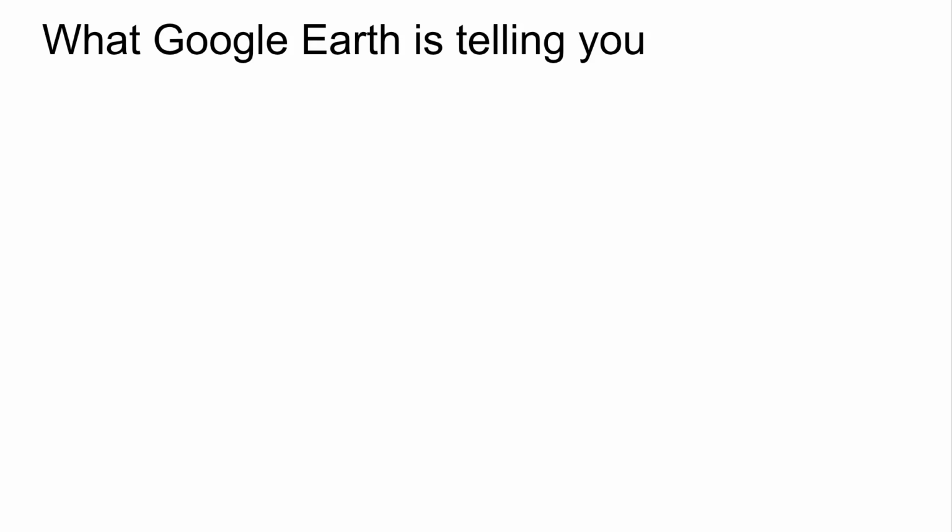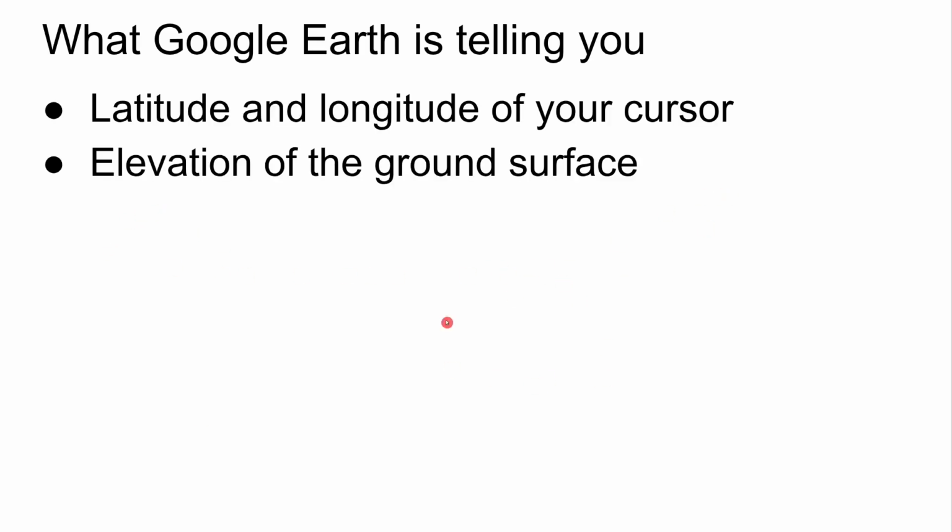When you're using Google Earth, it's going to be giving you information in the lower right-hand corner. It's going to tell you the latitude and longitude directly under your cursor. It's going to show the elevation or the distance above sea level of the ground surface. Again, right under your cursor. So if you move your cursor, the latitude and the longitude and the elevation will change. Don't be alarmed, it's working correctly.